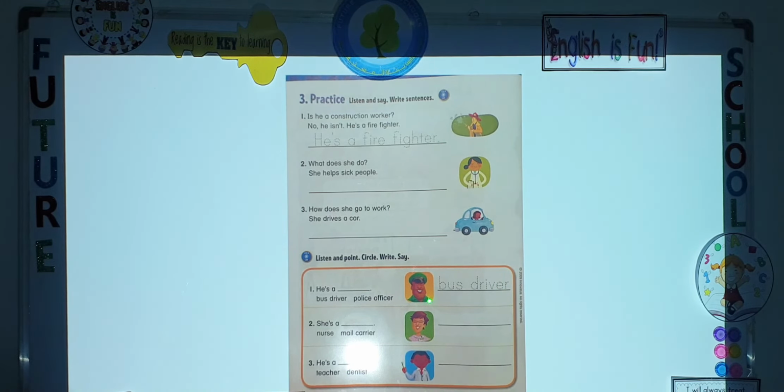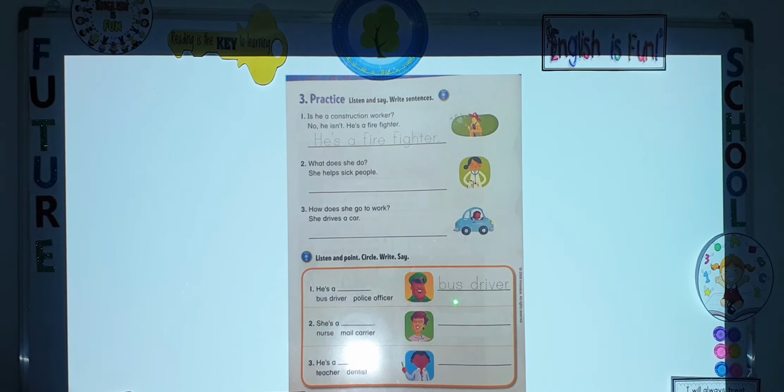Listen carefully. Number 1. He's a bus driver, police officer. You have to look at the picture and choose. He is a bus driver. He is a police officer. I guess the answer is clear and in front of you. He is a bus driver.